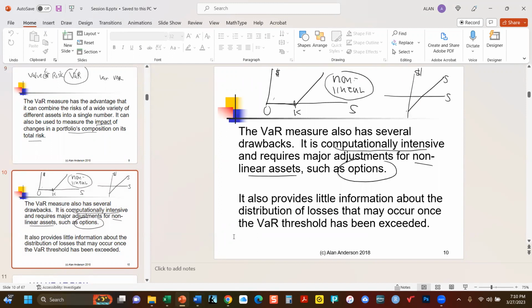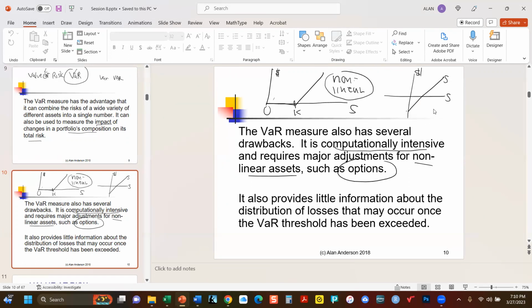Now, value at risk can be applied to every asset in the economy, but for some, it's easier than others. For an option, calculating value at risk is very complicated because, as you can see from these graphs, an option is what we call a nonlinear asset, meaning that the relationship between the stock price and the option is not linear. It's not a straight line. The one on the right is the relationship between the stock price and a forward contract written on it. For a forward contract, the relationship between the stock and the forward, or any asset for that matter, is linear.